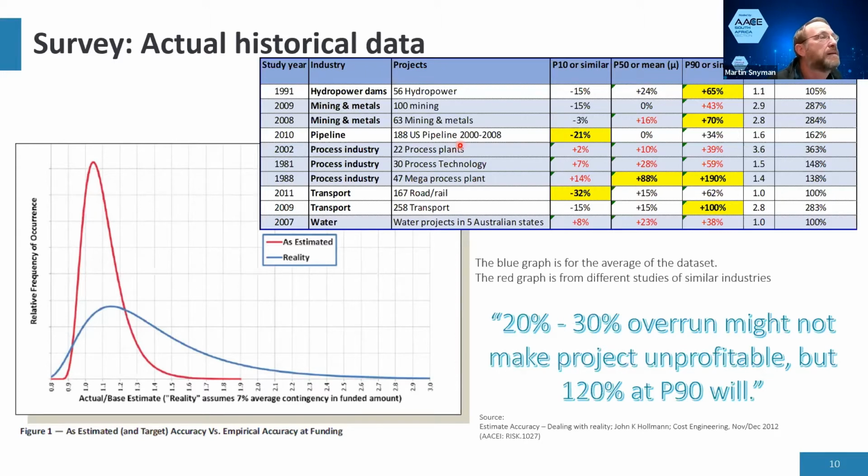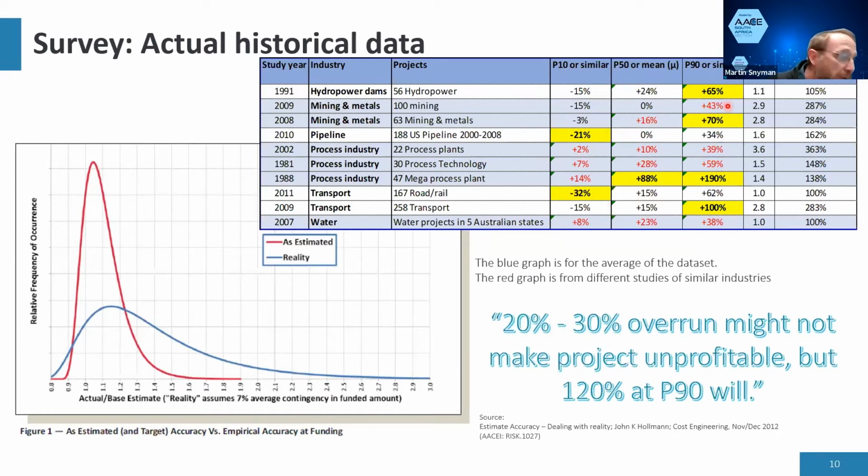Pipelines, that's linear type infrastructure. They overrun a bit. On the bottom side, they can come in under cost. Process industry runs very wide. Some of the studies show that they're very close. The first two don't look too bad. But look at this one, done in 88, overrun by 190% at the top end. Transport and rail, very wide range.